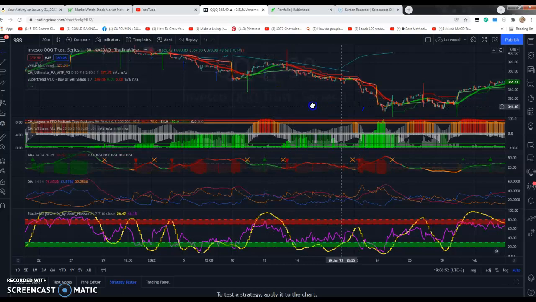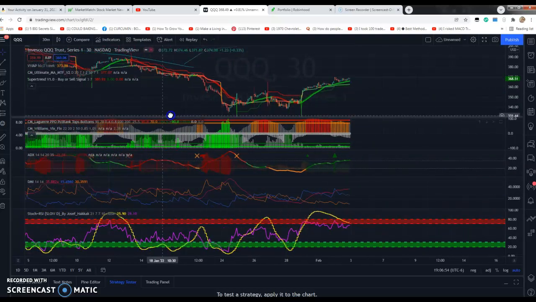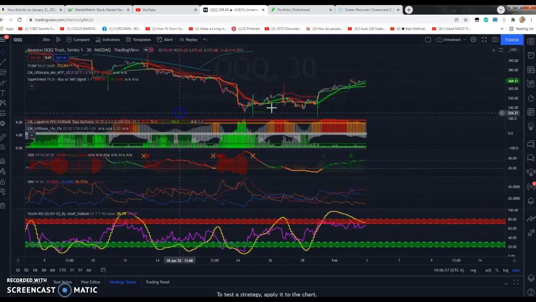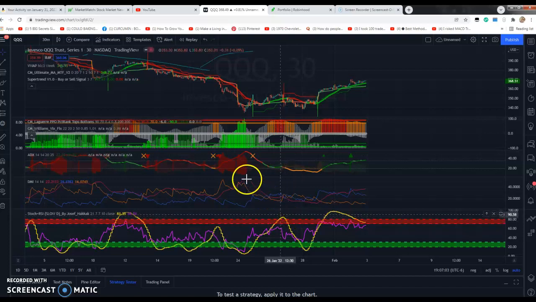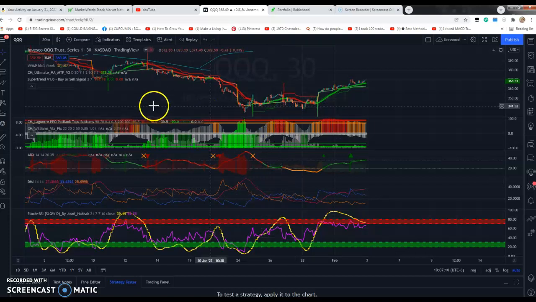Now, how to get out at the top, that's a little more difficult. For instance, right here, if I see red on top of this ribbon and I see a peak over here and this is coming down over here, it tends to mean that the party's over and I bail.